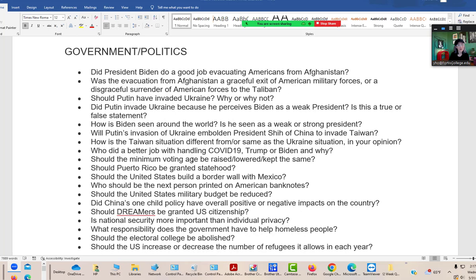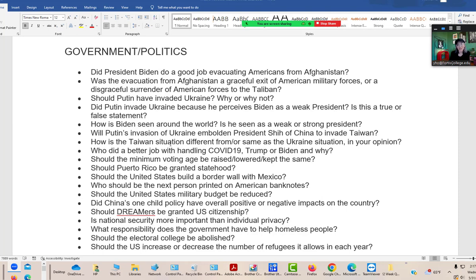Why or why not? How is the Taiwan situation different from or the same as the Ukraine situation? Okay, because President Xi wants to invade Taiwan, and right now Taiwan is its own country, but President Xi thinks of Taiwan as part of China, just like Putin thinks of Ukraine as part of Russia. That's why they want to invade it. And both Taiwan and Ukraine consider themselves their own country.